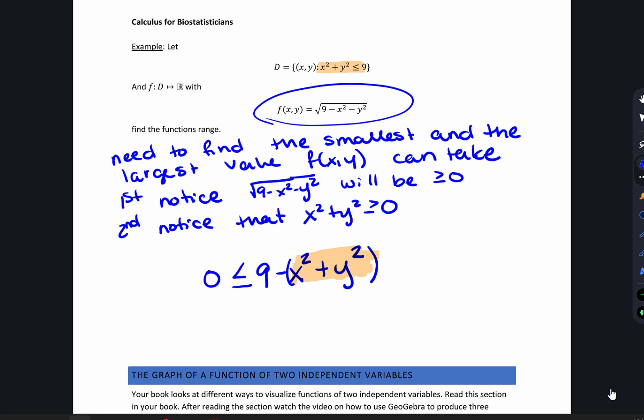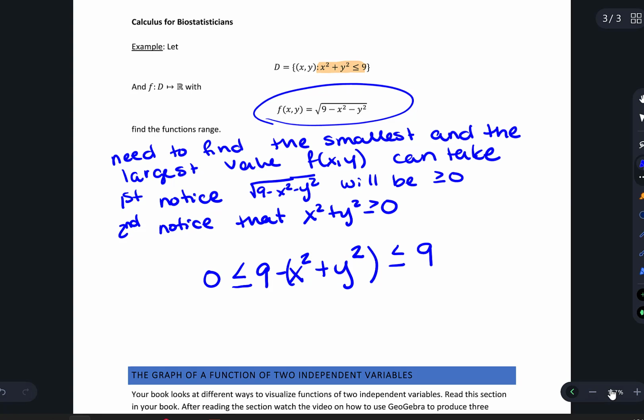And now the question is, well, what is the largest this value can be? Well, now we ask ourselves, what is the smallest x squared plus y squared can be? And we know the smallest x squared plus y squared can be is 0. So since that is the smallest value we could take away from 9, that means that this quantity must be less than or equal to 9.